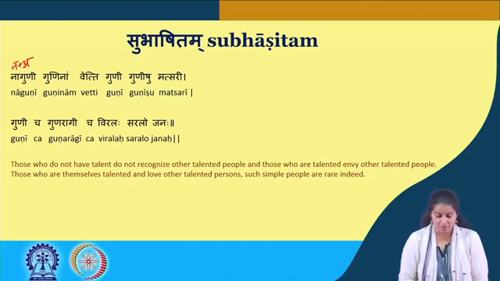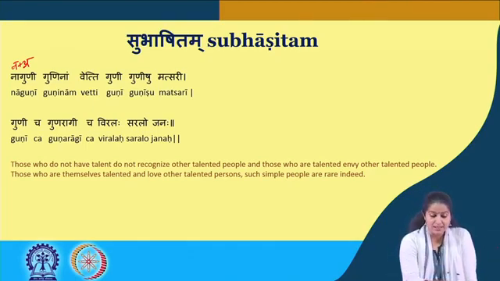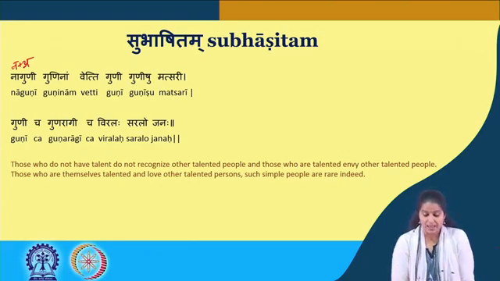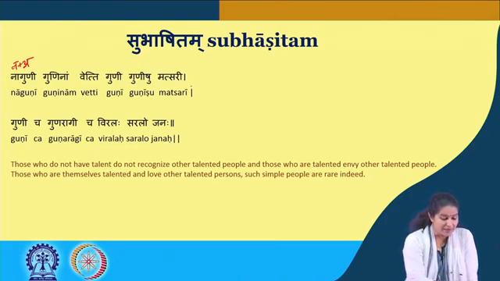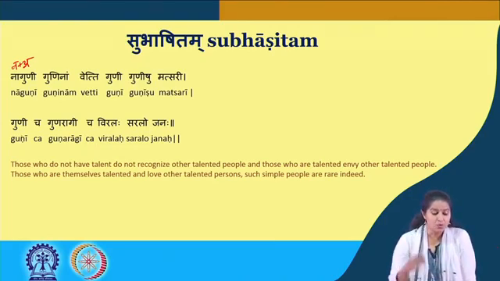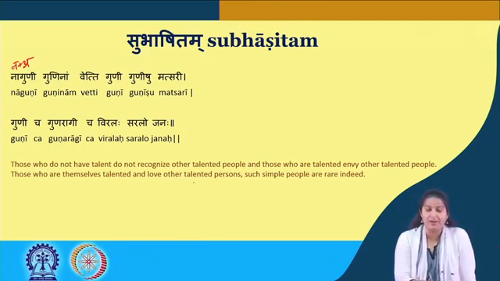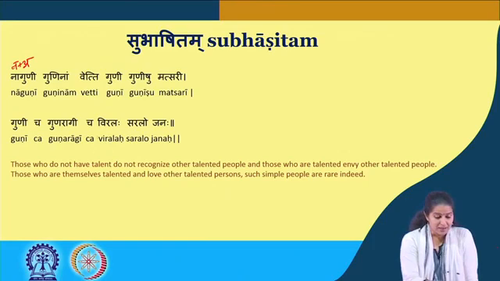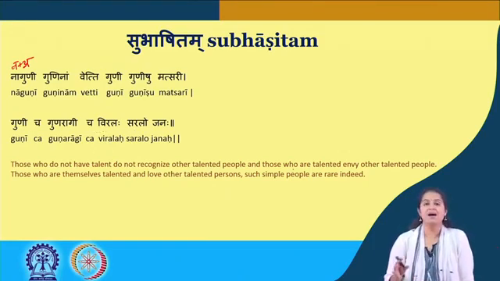This is the verb we've done, to know. So he doesn't know it. Then guni gunishu matsari. Those who are talented envy other talented people. Matsari means envious of. Matsari is also an in-ending word. Then we have guni cha gunaragi cha, those who are themselves talented and love other talented people. Viralah saralo janaha. Such simple people are rare indeed.